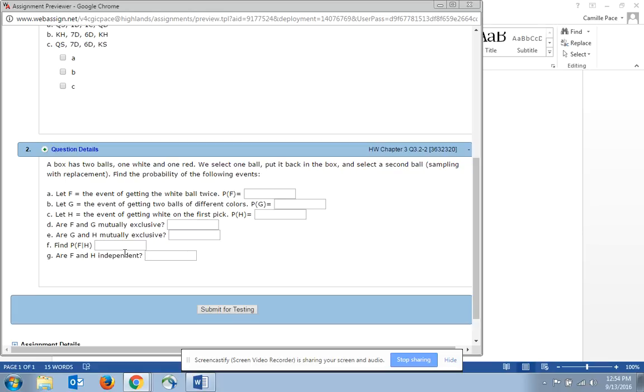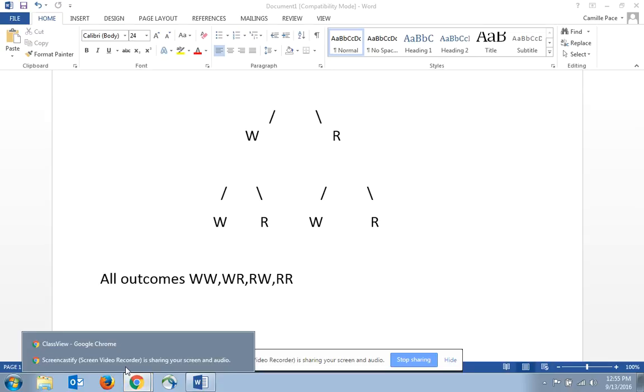So what you're going to do is look at these two probabilities, like for this one, F and G, to see if it's mutually exclusive, and you're going to answer that question. So it's going to be, is the probability of F and G equal to 0? If it does, then it is mutually exclusive. And that's how you're going to answer it, yes or no. And you're going to do the same for the independent. So that's 3.2. So let's keep going and let's do 3.3.